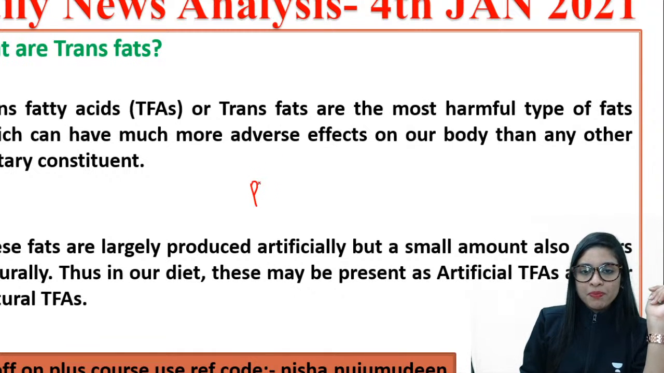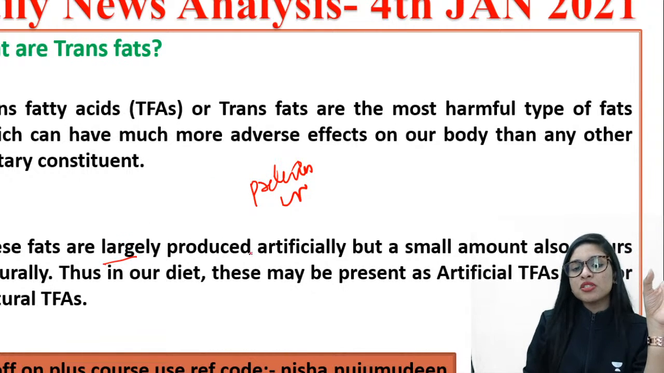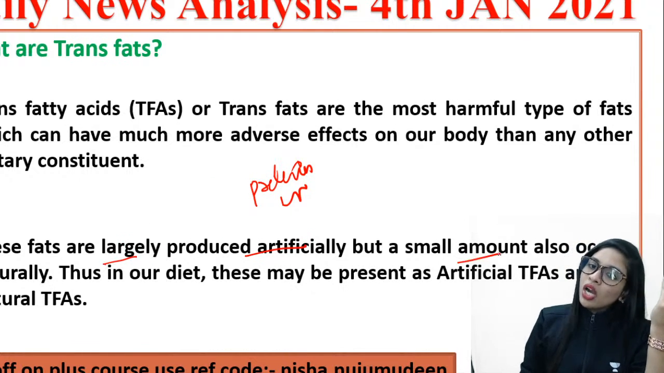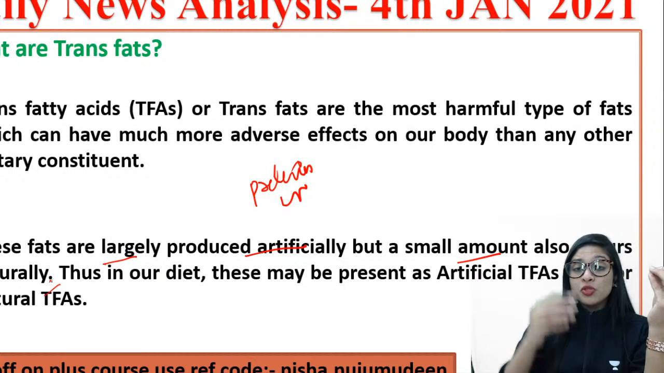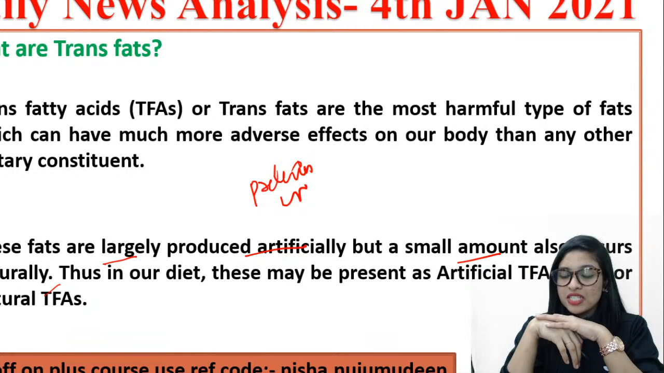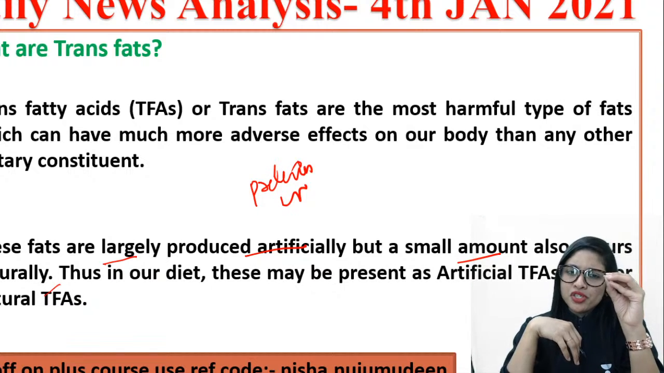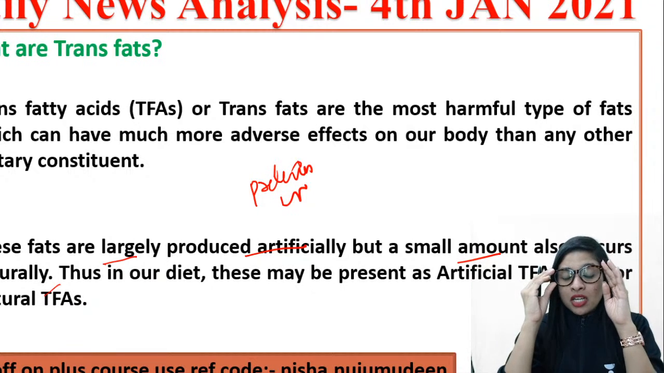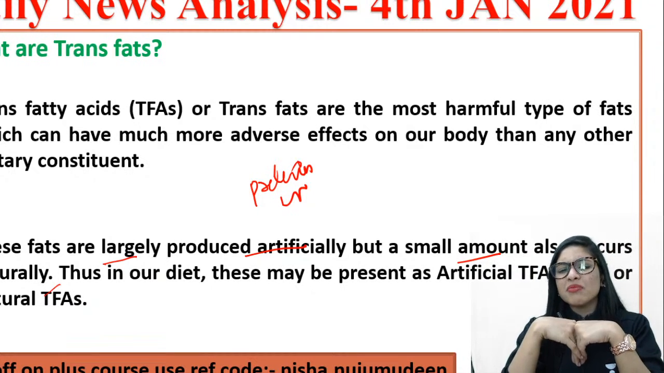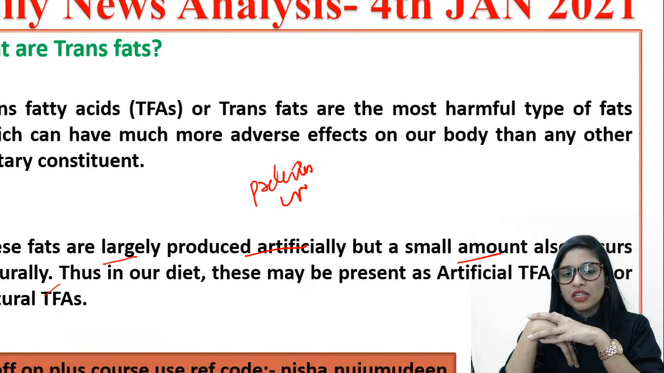For the UPSC prelims perspective, a question has already been asked based on this. That is, trans fats are largely produced artificially, but a small amount also occurs naturally, which means both natural and artificial components are included in trans fat. But the major portion is produced artificially and a very small portion occurs naturally. So in our own diet, they may not come in the natural form but rather the artificial one. Clear?